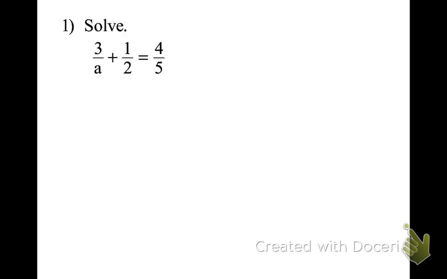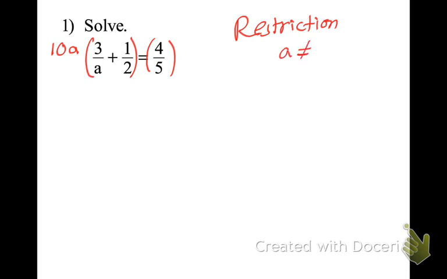Okay? What would be my least common denominator, Bryce? I need a number or a quantity. 10a. I'm multiplying all terms by 10a. By the way, what's my restriction? X cannot equal 0. In this case, A cannot equal 0.